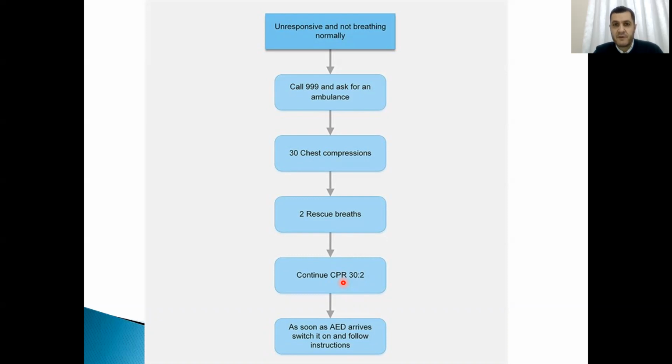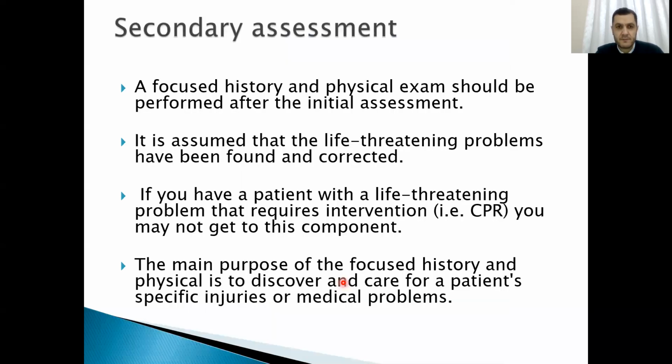As we said, the first thing is to check the safety of the scene. The second thing is to check for unresponsiveness. If the patient is not responding and not breathing, you have to call 911. Actually, that's in the US; in Britain you call 122 and ask for an ambulance. Start immediately with 30 compressions on the chest, followed by 2 rescue breaths. Continue this CPR in a ratio of 30 to 2. As soon as the defibrillator arrives, follow its instructions and use it.